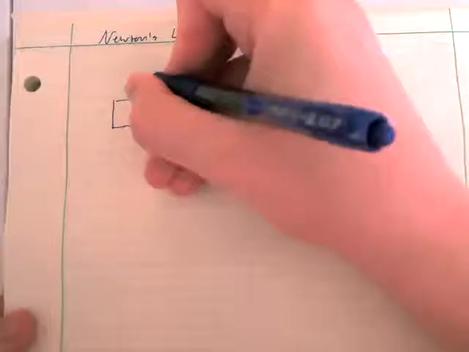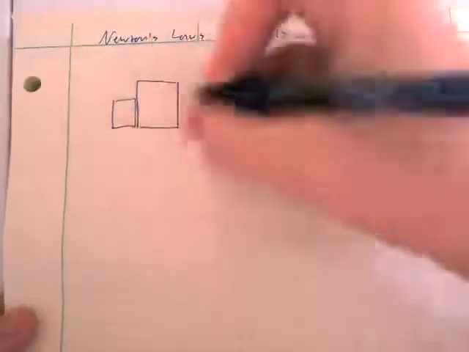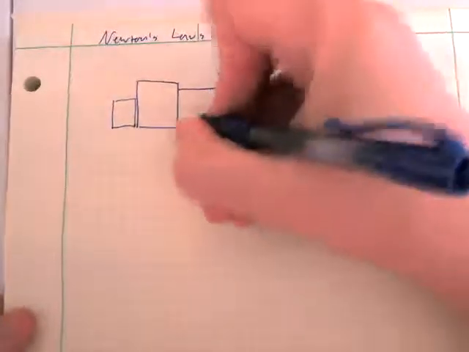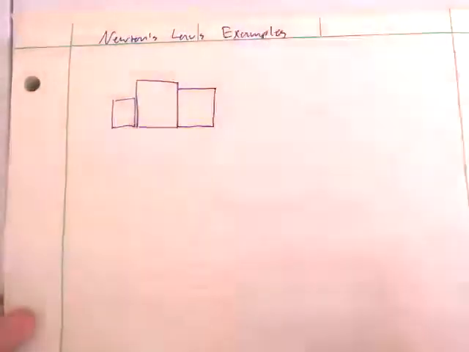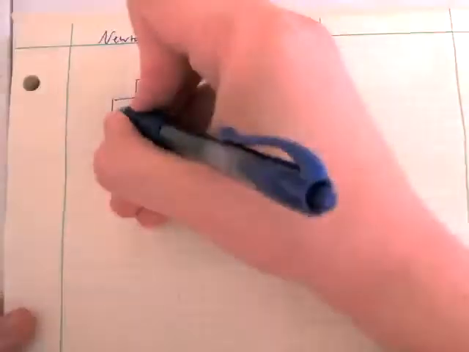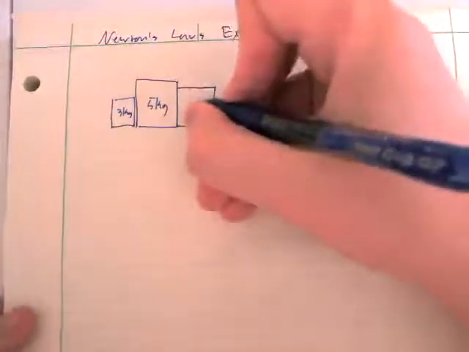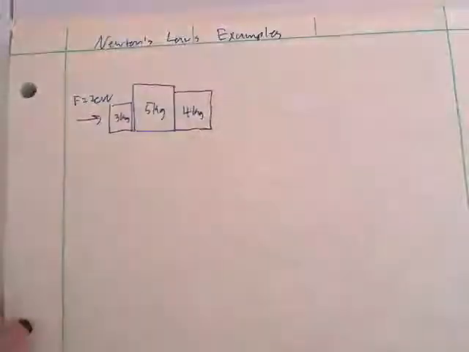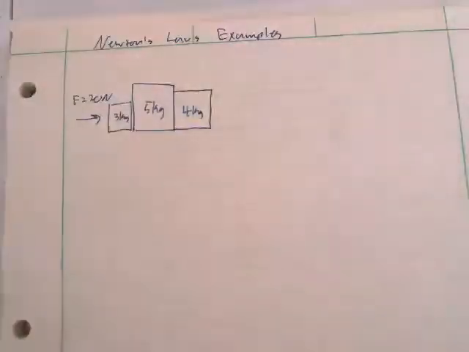We have a couple small ones and one medium-sized one. We're going to say that this first one is 3 kilograms, this middle one is 5 kilograms, and this last one here is 4 kilograms. Then I'm going to push on this. I'm going to apply a force of 20 newtons on the left side, pushing all of these boxes to the right.